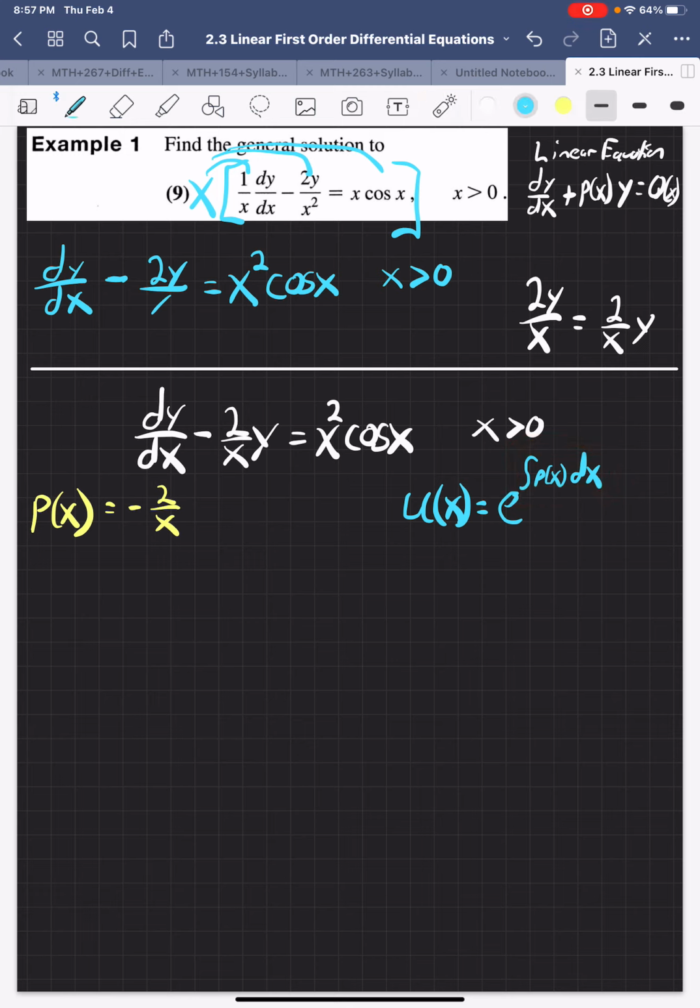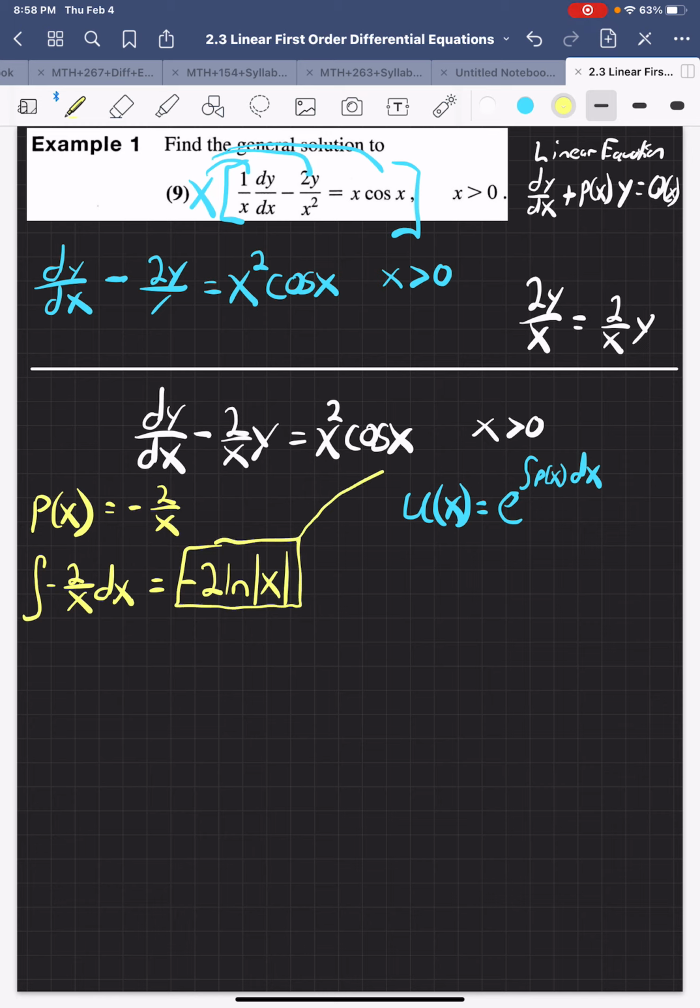So if p of x is negative 2 over x, we integrate negative 2 over x with respect to x. That's a fairly easy integration. You don't even need u substitution, just bring the negative 2 out and integrate 1 over x, which is ln x. So negative 2 ln of x. Now this is what is going to be substituted here.